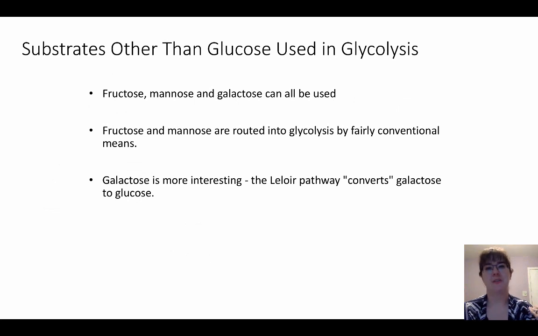Just like there's different ways for certain bacteria to process pyruvate in different sorts of fermentation, realize that you can also use other substrates other than glucose in glycolysis. There will be different things that you need in order to actually get those sugars into the pathway, which is what we're going to take a look at. So this is a good summary slide to show that fructose, mannose, and galactose can all be used. Fructose and mannose are routed by fairly conventional means. Galactose, though, usually needs a little bit more help to get into the pathway.